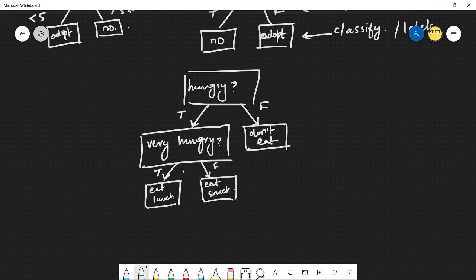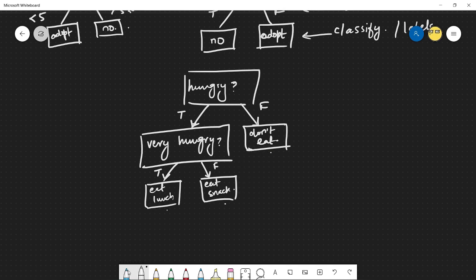So in this case, again, we have 3 labels: eat lunch, eat snack, or don't eat. Based on the categorical values of these variables, hungry and very hungry, I'm able to decide which classification I would have for this data set. Let's say I have a person who is hungry, but they're not very hungry. So they're just going to eat snacks. Or another person in my data set is not hungry, so we'll go down this lane, because hungry here is false, and we'll say that they are not going to eat anything at all.